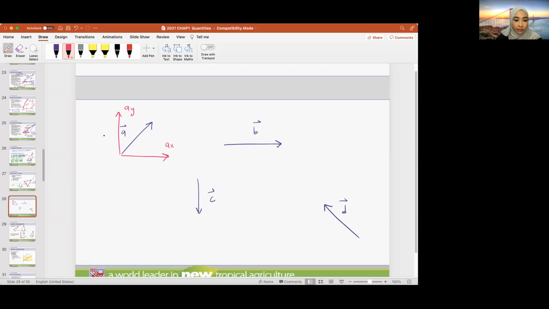Dia kena tengah-tengah, dia kena tersepit kat tengah ni. It has to be in the middle. The vector is always in the middle.